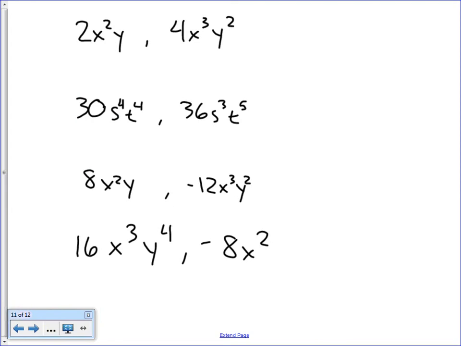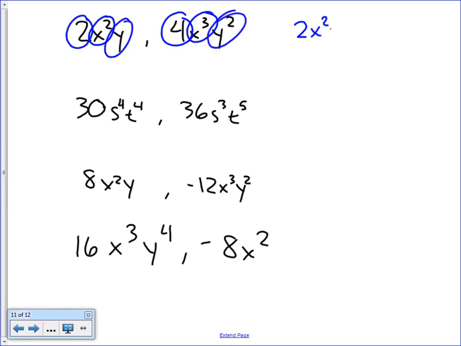Okay, so moving on, just a few more problems. I have 2 and 4, so 2 is the biggest number that divides both of them. And these ones, they have 2 variables. So this one has x's in common, x to the second, x to the third, the lower power, so we use x to the second.